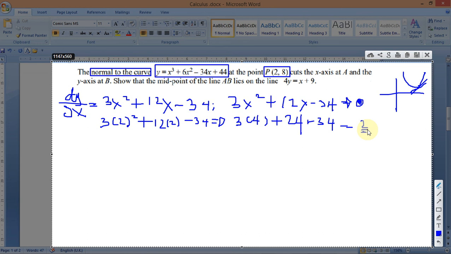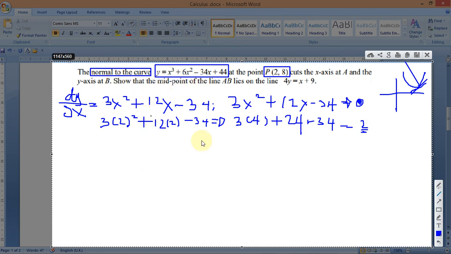So now, what's going on now? Since the line is perpendicular to the curve, we can go ahead and find the equation of the perpendicular line to the curve. So we are going to find the equation of the normal to the curve.